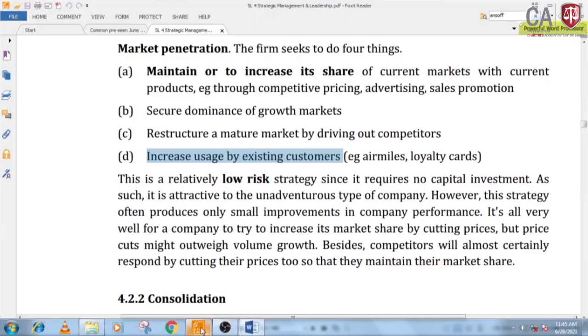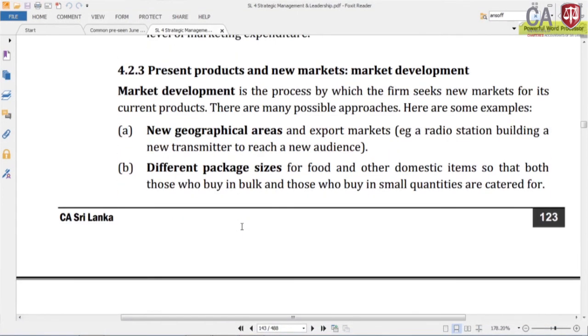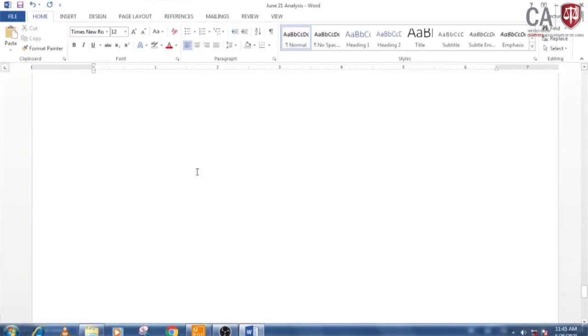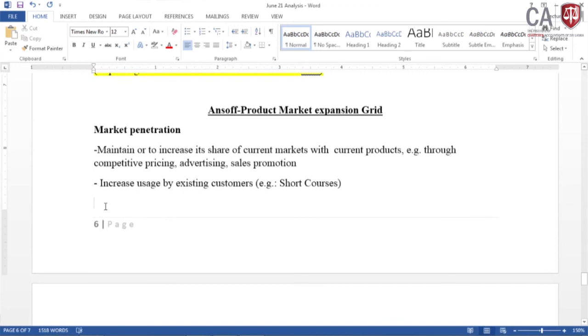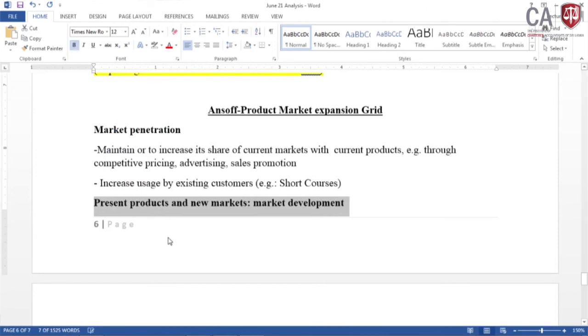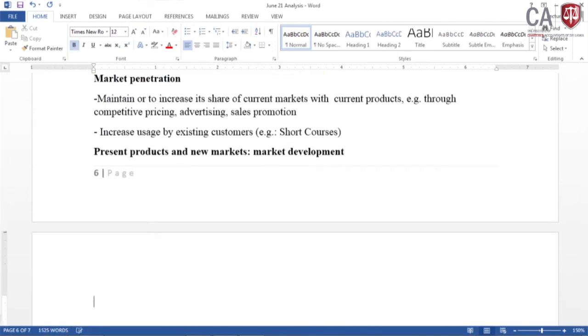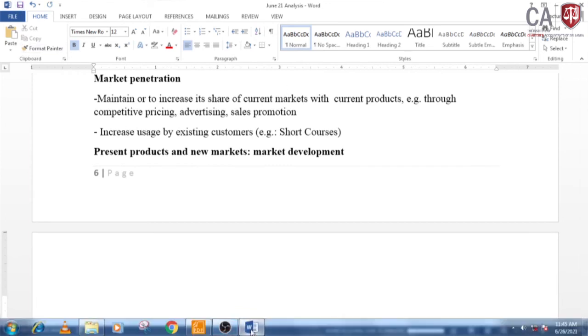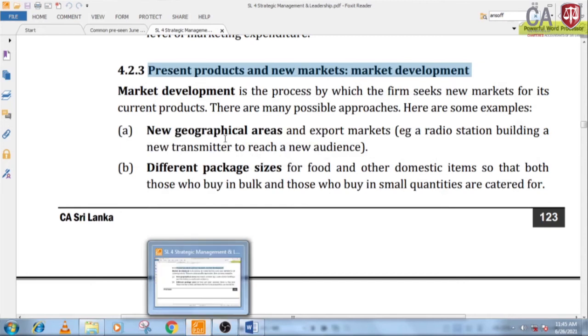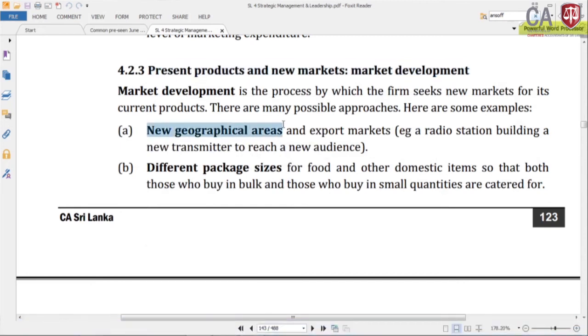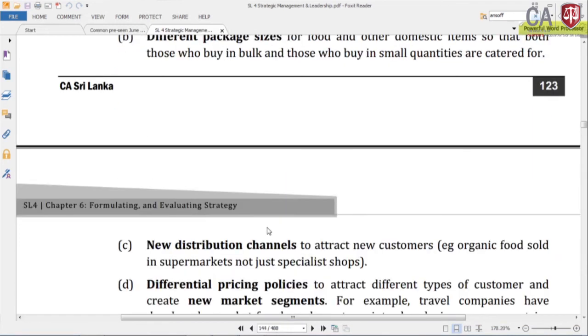Then what is the next strategy we can look at? The market development strategy. Can they apply this strategy? Yes. What are the ways of applying this one? New geographical areas and export markets. Yes, this is one option for them.